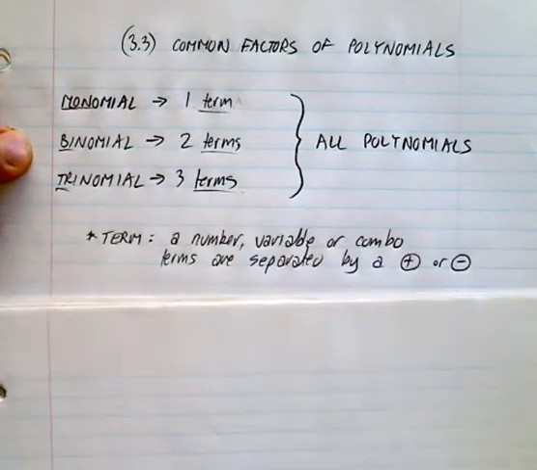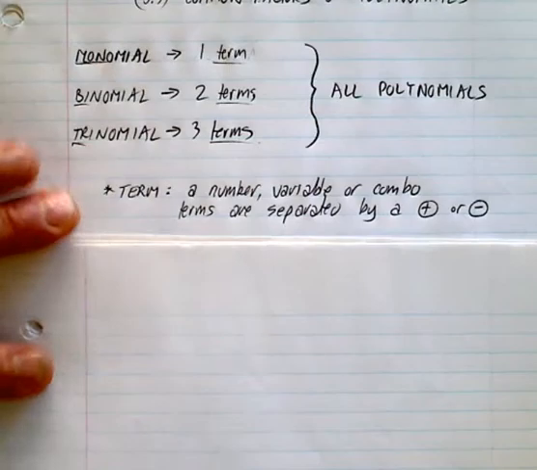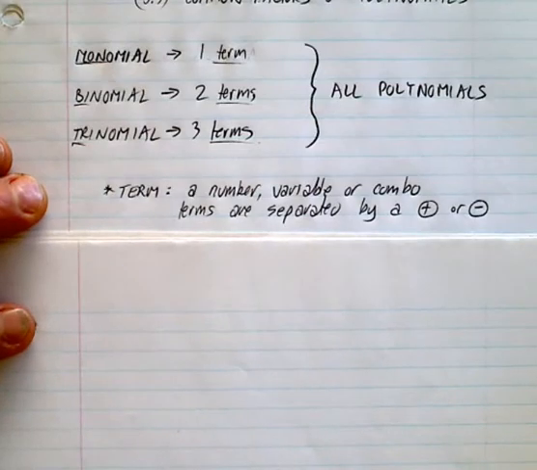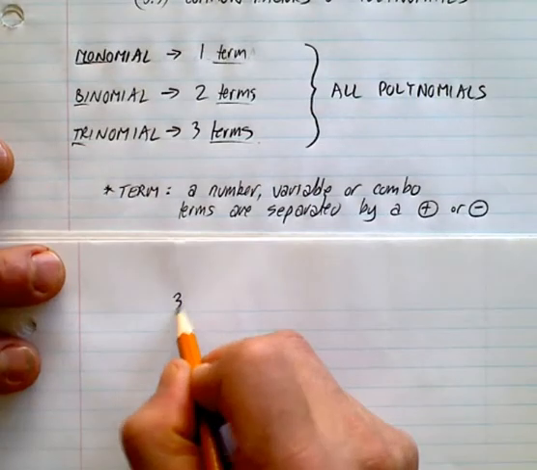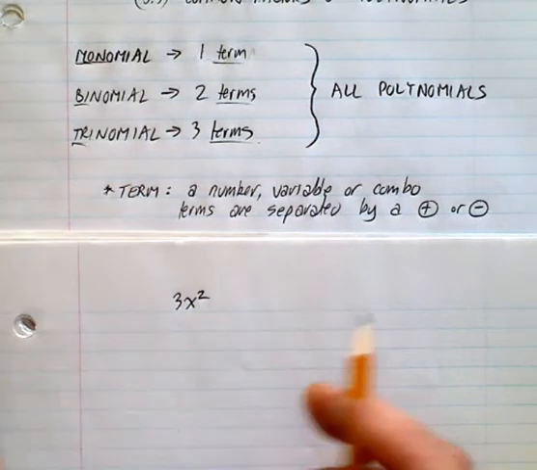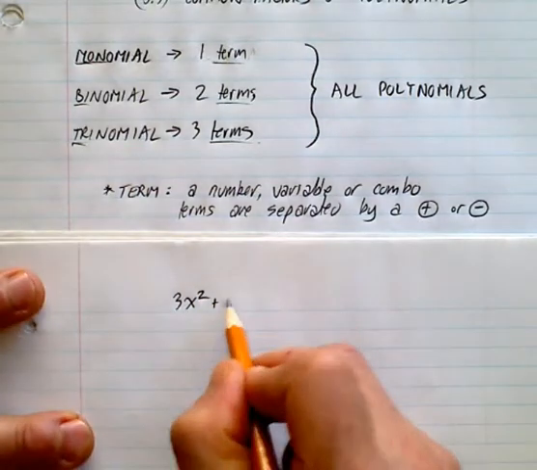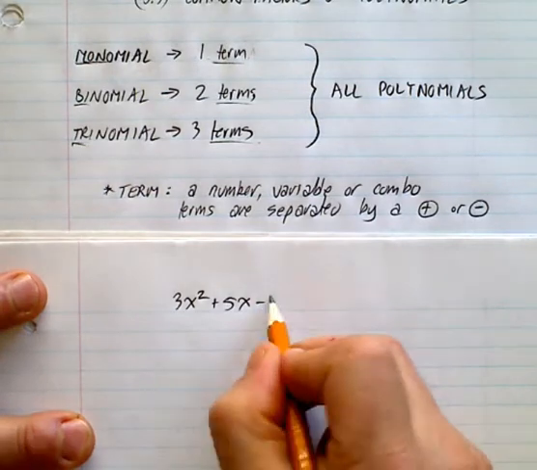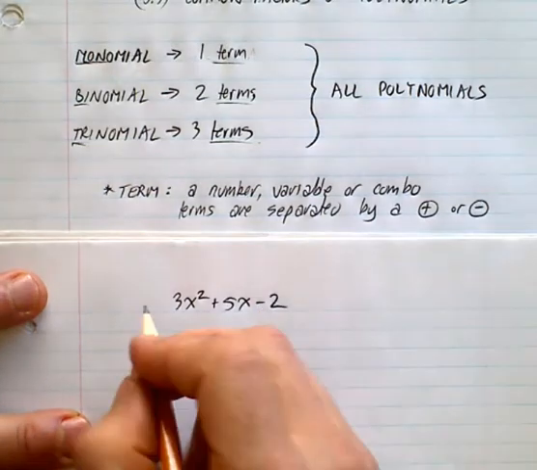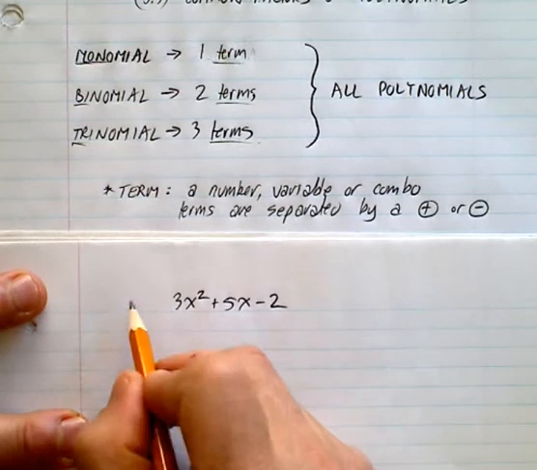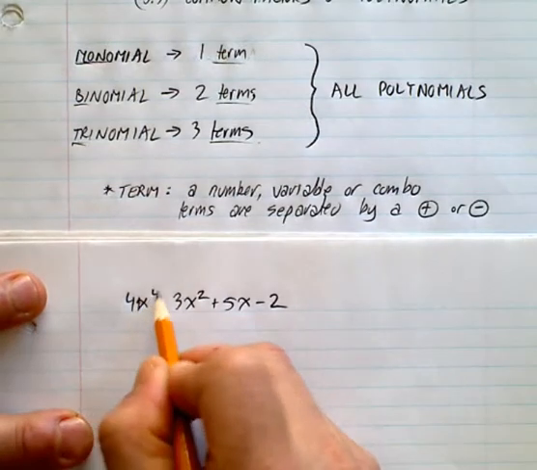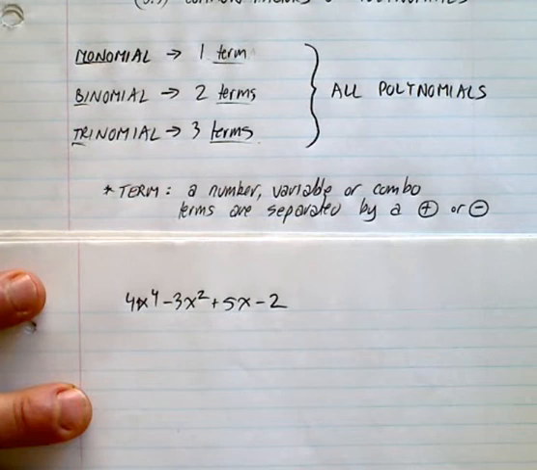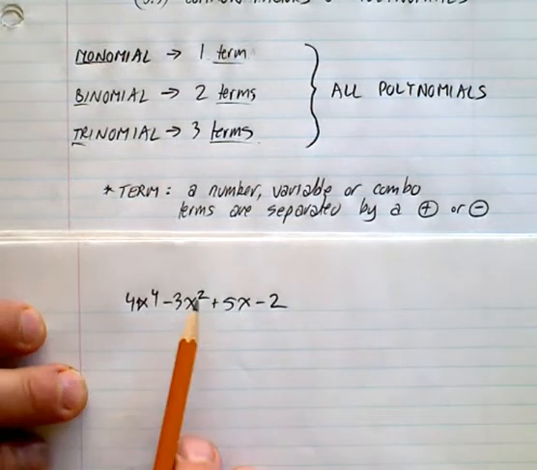Well, a term is a number or a variable or a combo, and terms are separated by a plus or minus. So I could have something like 3x squared. That is a monomial. If I go plus 5x, boom, that's a binomial. If I go minus 2, boom, that's a trinomial. They're all polynomials, and what I can actually do is start putting ones in front of that too, with higher, what we call degrees, okay?